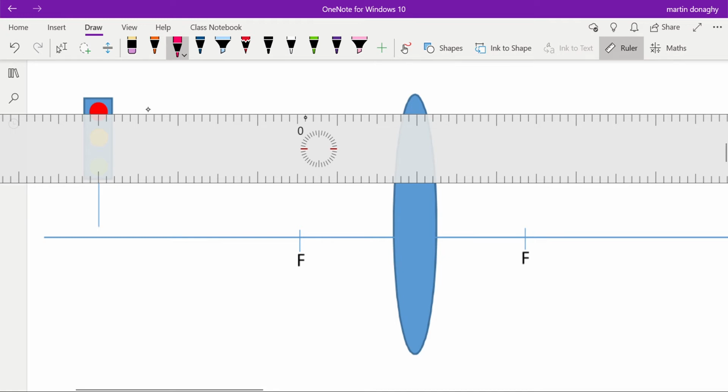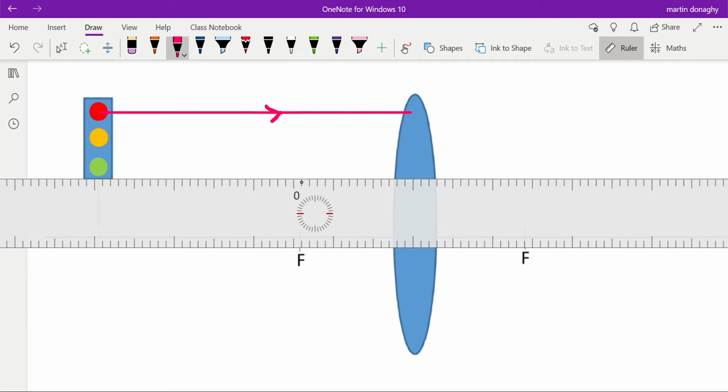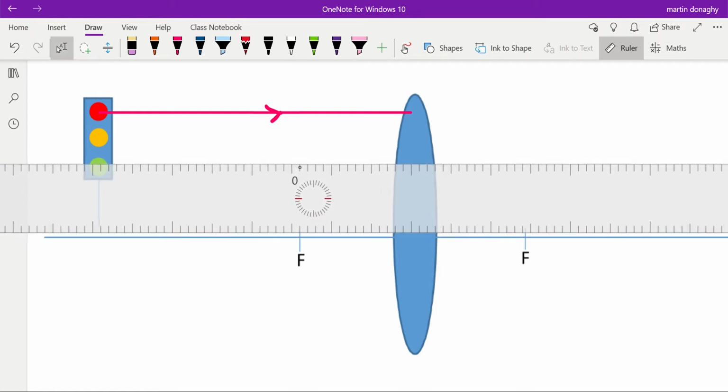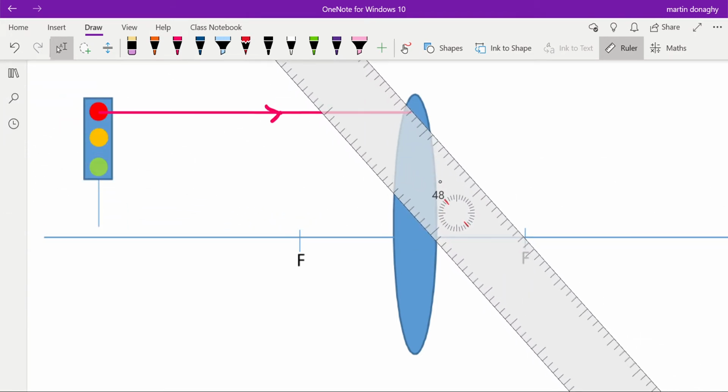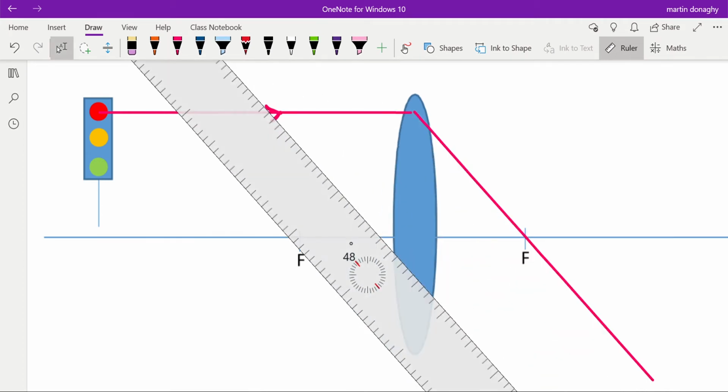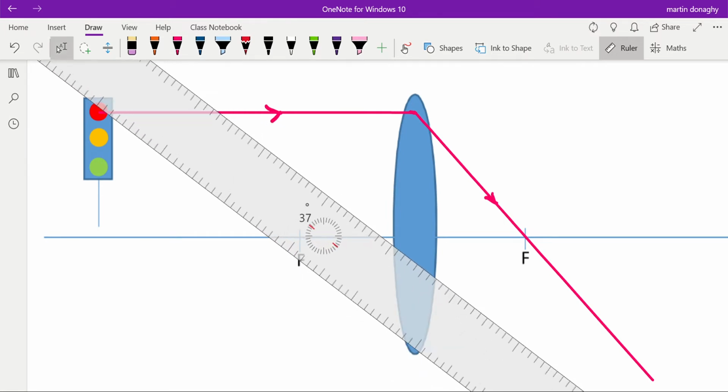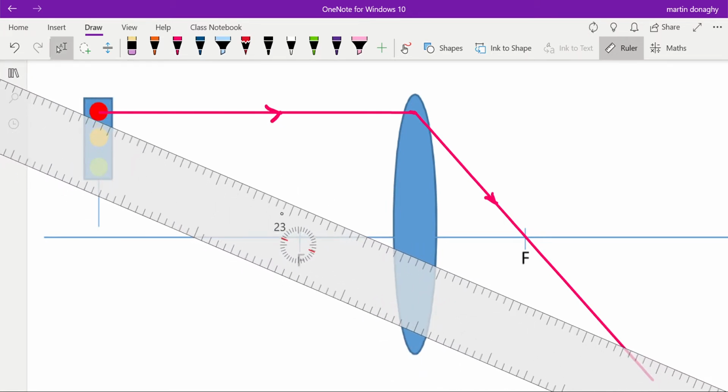So if we start off with our red one, we have a ray that is parallel to our principal axis. And from our definition, really, of principal focus and focal length, we know that any ray that is parallel to the principal axis, after it passes through the lens, goes through the principal focus. So that is one ray we know exactly what happens to after it passes through the lens. Okay, so we always draw that ray when it comes to lens diagrams.